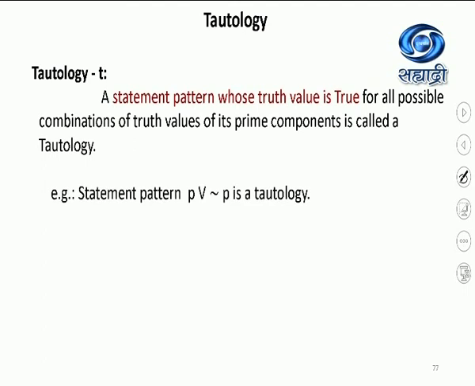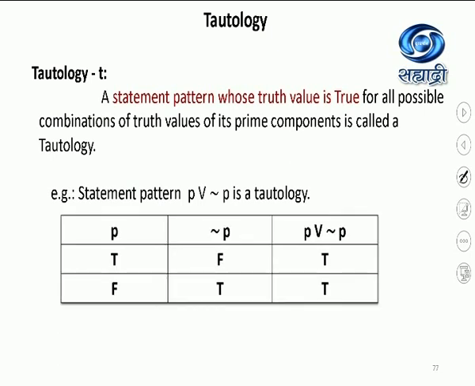P or negation P is a tautology. How can I say that? On what basis? On the basis of the truth table. I have constructed the truth table for P or negation P. And you can see why P or negation P is a tautology, because as the definition says, for all the possible truth values of the prime components, the value of the statement pattern, P or negation P, is true.